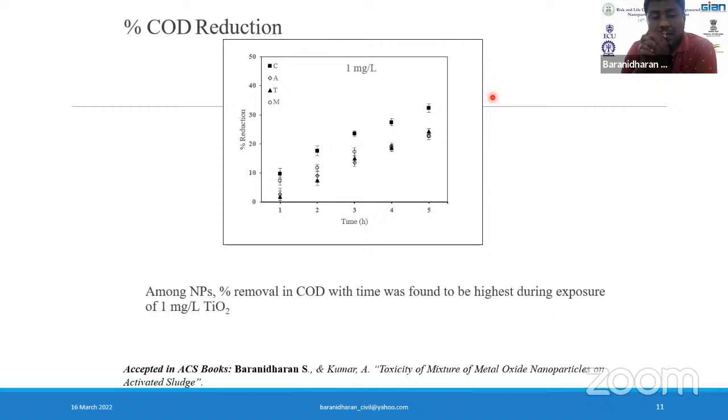Among the nanoparticles, titanium had the higher impact, or otherwise outplayed the other two, that is, silver oxide as well as the mixture of nanoparticles. So from these short-term studies, we could arrive at the conclusion that though they are there in the solution, they do have a significant impact on the reduction of BOD or the nutrient removal in the system.